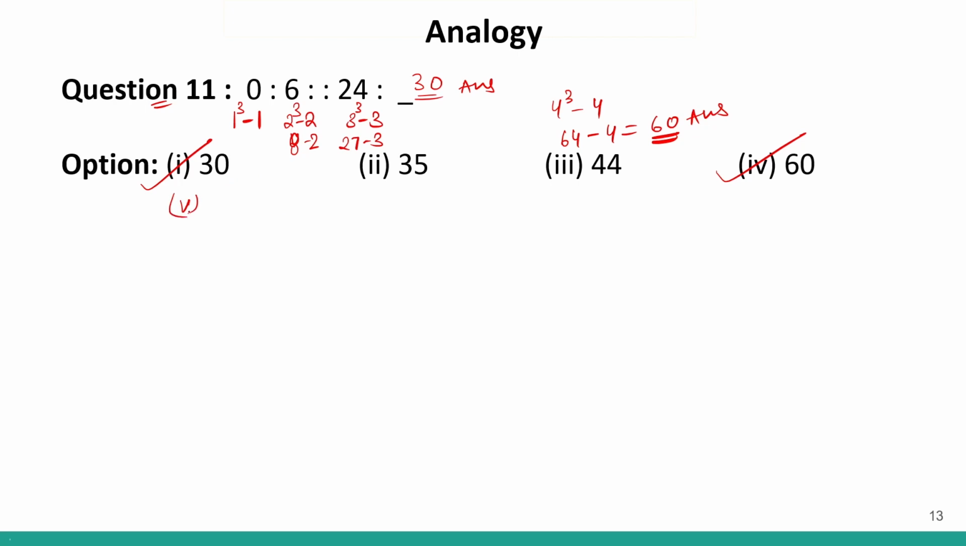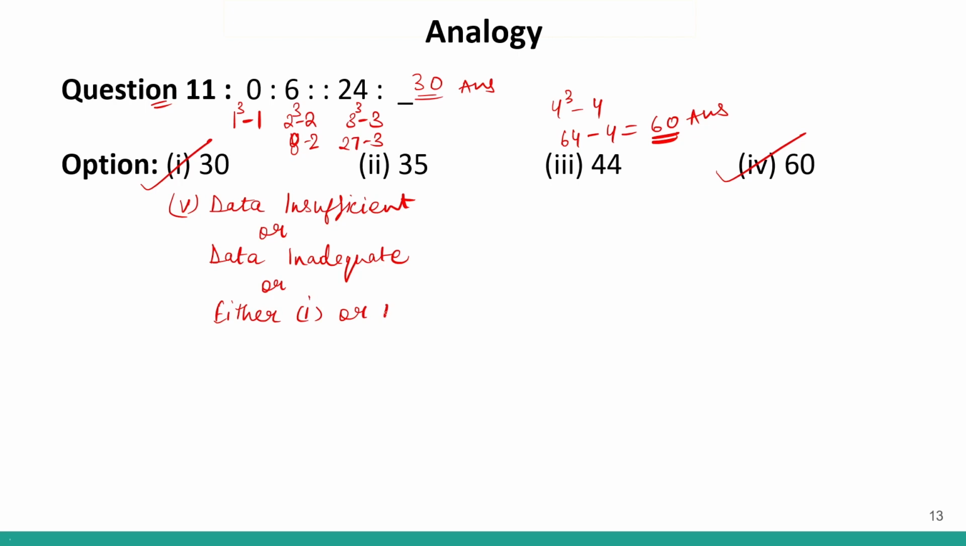So in your examination, which option will you mark? You will mark that the data is insufficient, first thing. Correct? If you see this option, you will mark this. Or data is inadequate. You can mark this also if you see this in your examination. Or if you see an option of either 1 or 4, you will mark this. Or if you see an option that more than one option is correct, you will mark this. Okay? You will mark this in your examination.